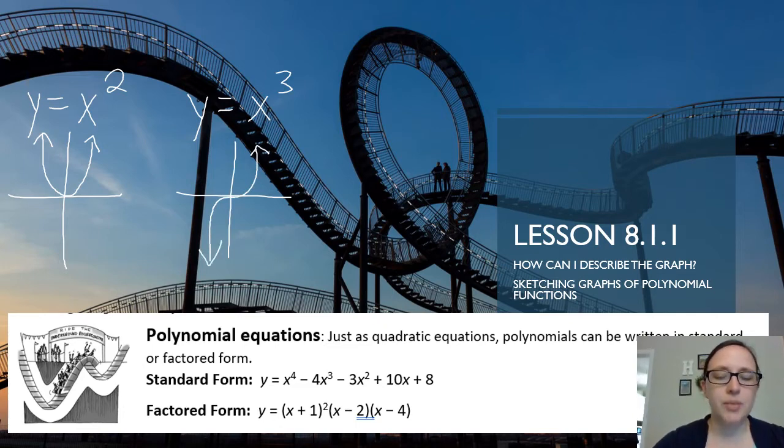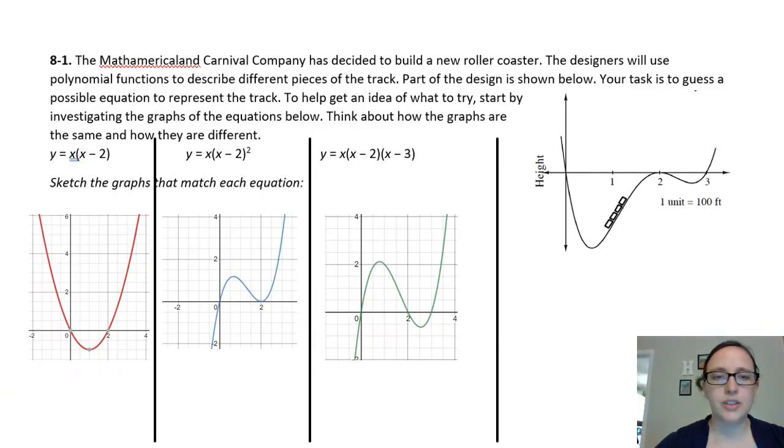There are two different types of forms that we have for polynomials, the standard form versus the factored form. Factored form has parentheses, has sets of factors, and those factors tell us where the x-intercepts are. So we're going to take a look at some of the different polynomial functions and notice different features of these.